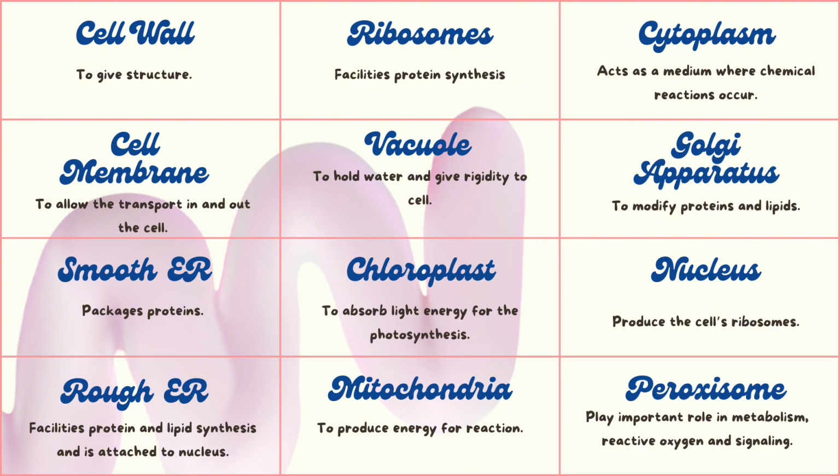Vacuole holds water and gives rigidity to the cell. Chloroplast absorbs light energy for photosynthesis. The mitochondria produce the energy for reactions. The next one is cytoplasm, which acts as a medium where chemical reactions occur. Golgi apparatus modifies proteins and lipids. The nucleus produces the cell ribosome, and the last one is peroxisome, which plays an important role in metabolism, reactive oxygen, and signaling.